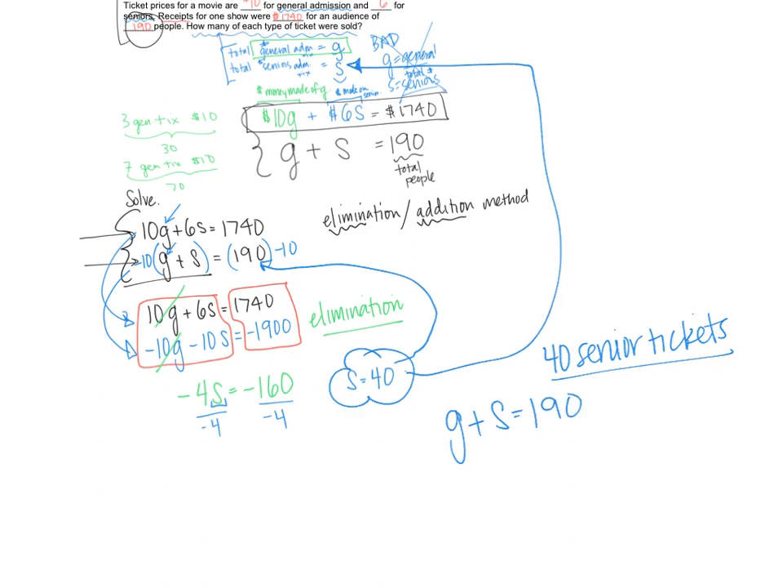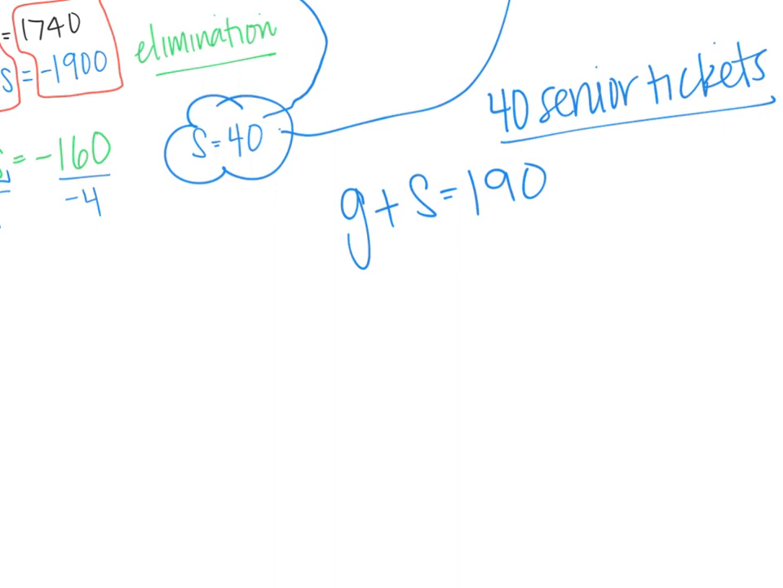So you need to just kind of think about it. The number of general admission plus the number of seniors is supposed to be 190. So if there's 40 seniors, I can already kind of see that the general would have to be 150. I could solve this little equation though, and I get that 150.